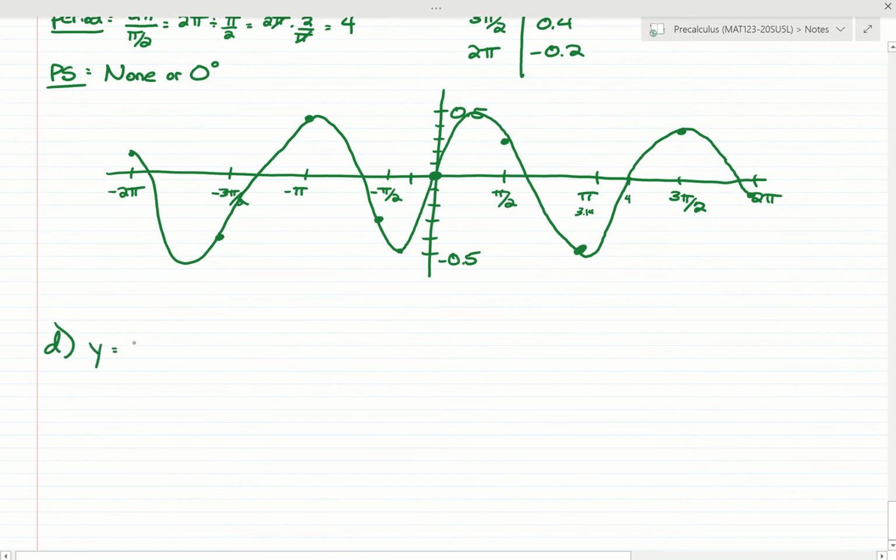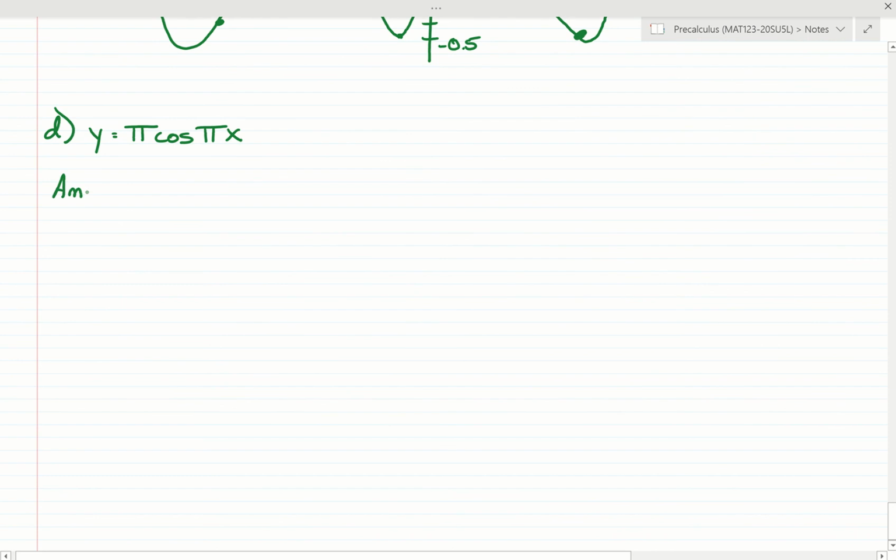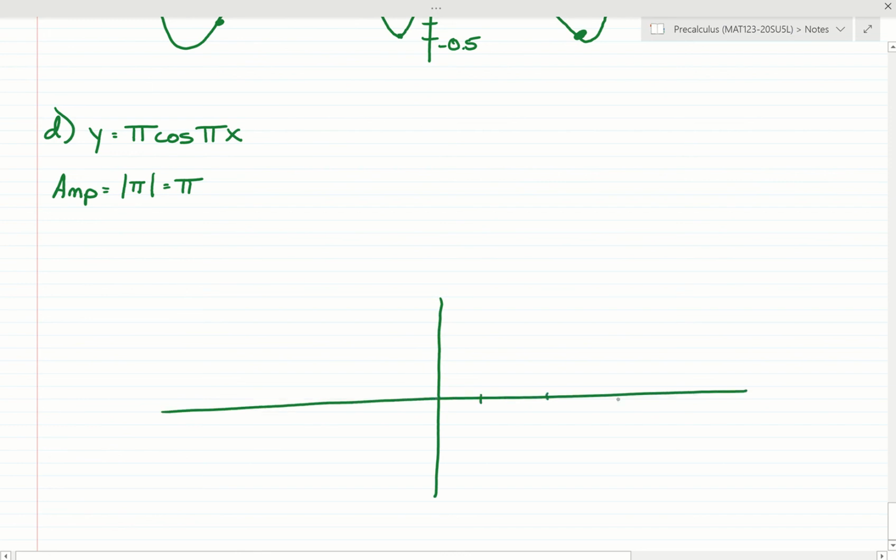Let's say y is equal to pi times the cosine of pi x. The amplitude would be the absolute value of pi, or just pi. So I'm going to set up my graph. 1, 2, 3, 4. The highest it goes is pi, so the lowest it goes is negative pi. We'll go maybe 1, 2, 3, 1, 2, 3, 1, 2, 3, 4.